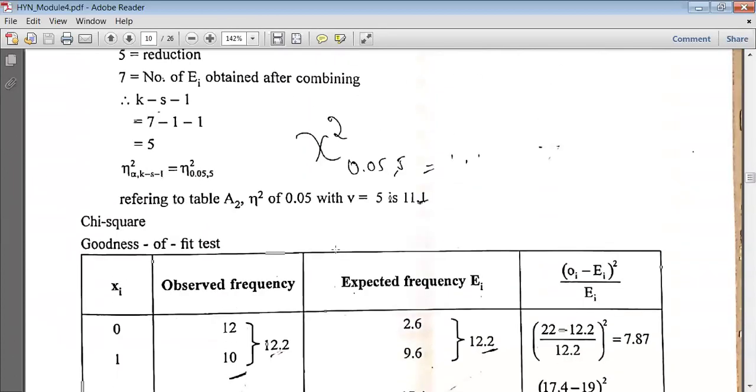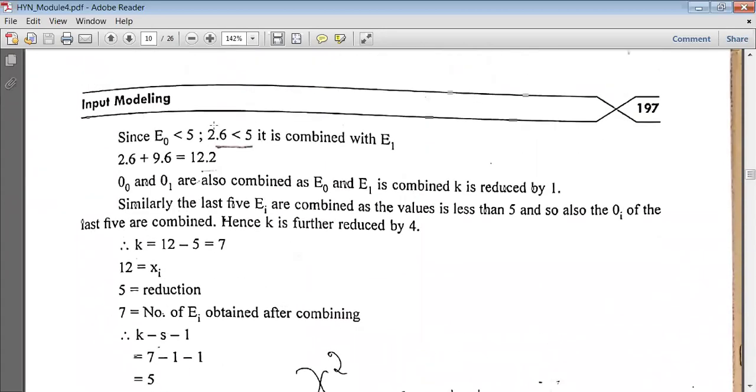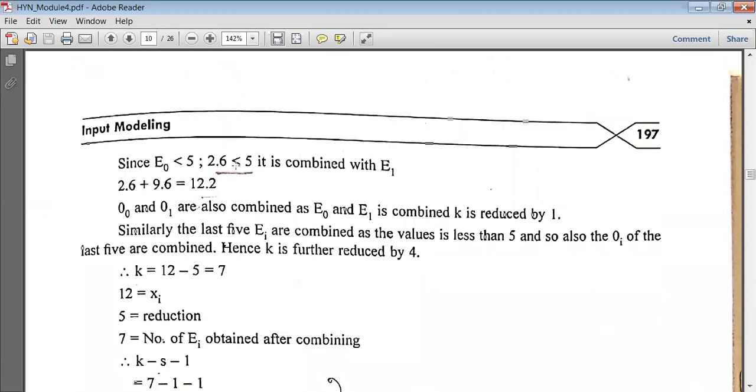Then we have to accept this input sample data by using some degrees of freedom. How do we accept it? The acceptance criterion will be given in the question. The input data should be accepted if the Ei value is greater than or equal to 5. If the Ei value is less than 5, we combine it. They would have given this; 5 is the sample size reduction here.